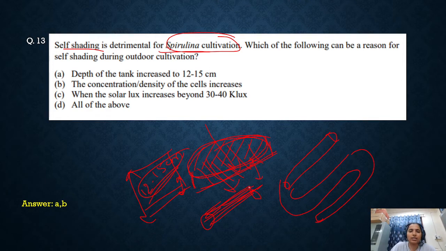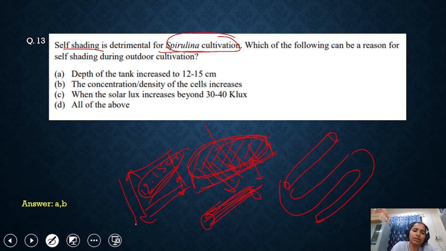So that's why tanks of very much depth are not preferred. If you increase the depth of the tank up to 12 to 15 centimeter, they will start self shading. Okay.